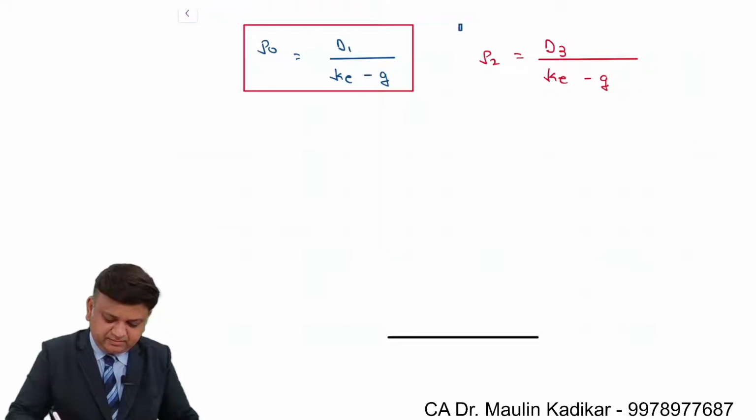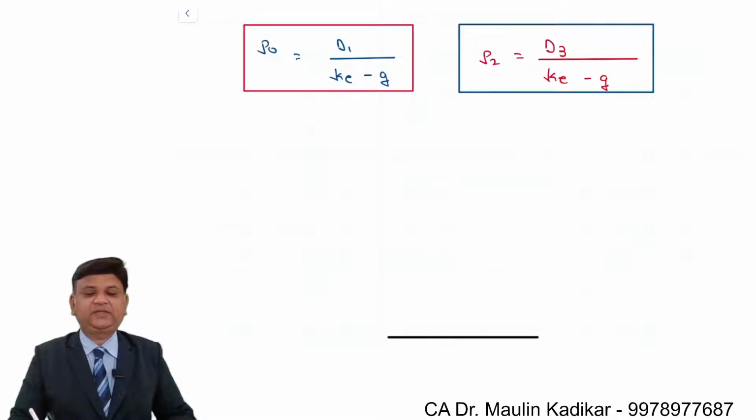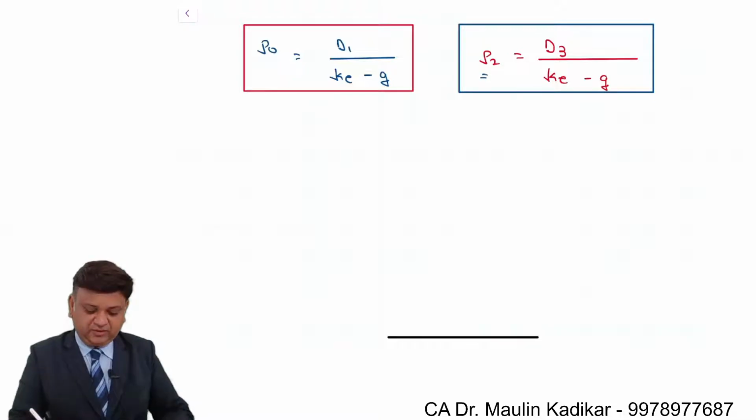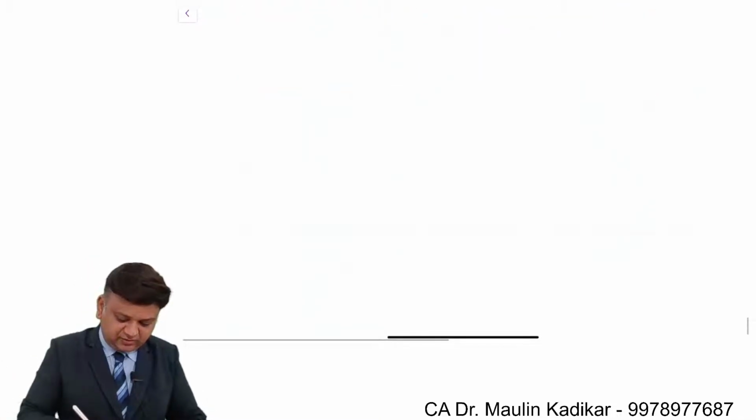It means the dividend income from end of year 3 onwards for perpetuity that the investor is going to receive will be discounted to the second year end. That is the way P2 can be calculated. So I request all of you to write down the answer along with me. Working note number 1.